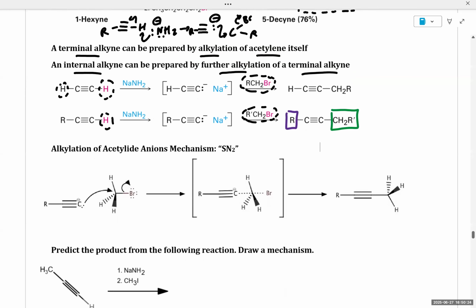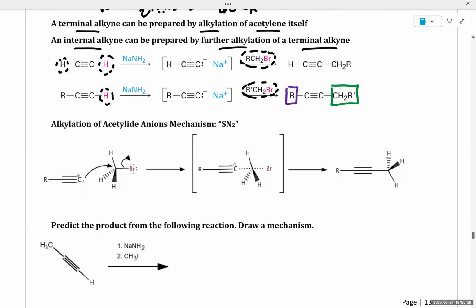So what's the mechanism? Well, this is a textbook SN2 mechanism. The acetylide ion attacks the carbon attached to the leaving group, which is our halide, and the leaving group, the halide, leaves. So this is a concerted single-step mechanism. Carbon attacks the carbon attached to the leaving group, and the leaving group leaves.